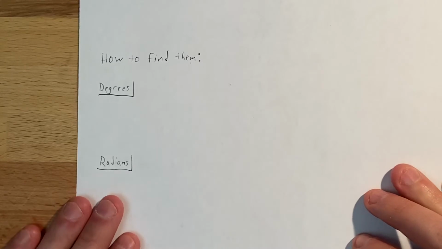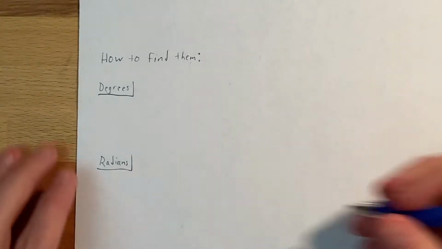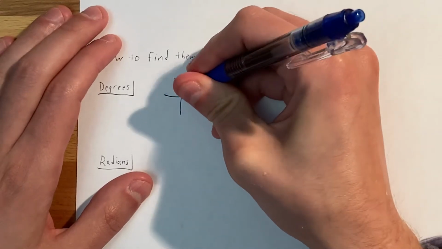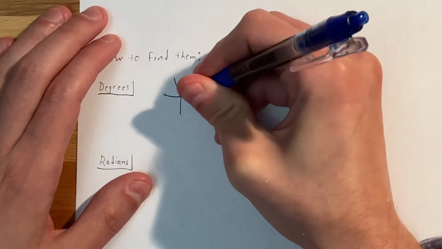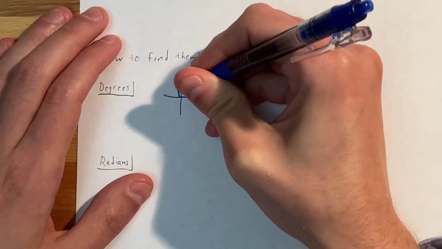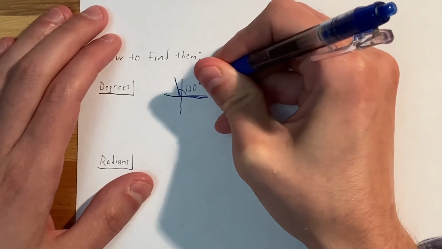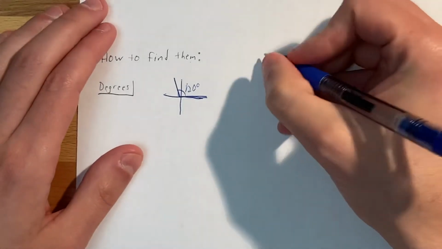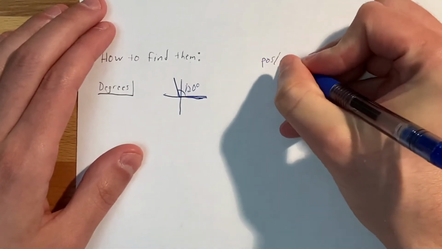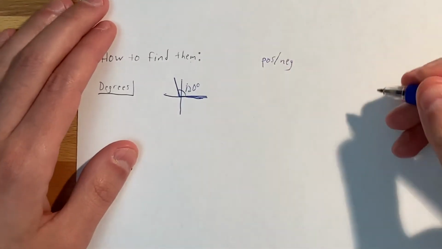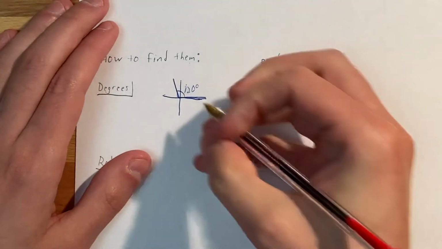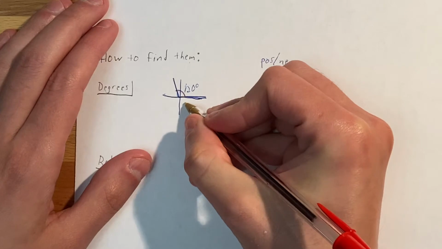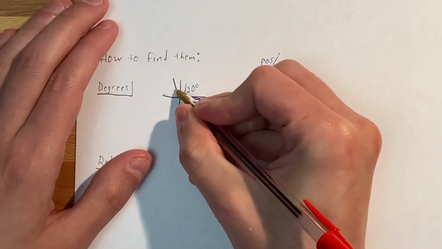How to find them. In degrees, it's pretty easy. Just to show you why it's easy, I'm just going to pick 120 degrees. So this is 120 degrees. A lot of times, at least when I ask questions, I ask for one positive and one negative coterminal angle. And all you have to think about is, if I start with 120, how much more do you need to do in order to go another full circle?